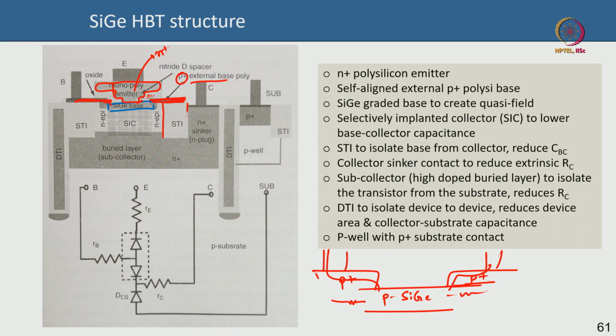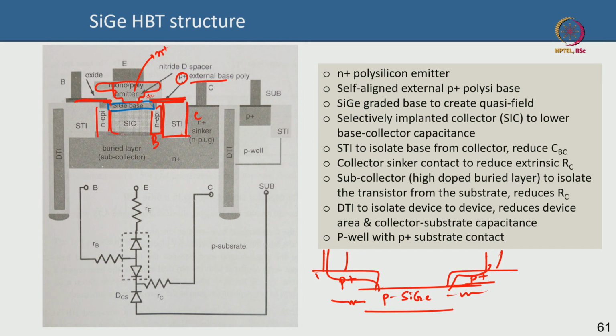STI stands for shallow trench isolation. It's basically to separate the base and the collector. Okay, this is the collector, this is the base, and it also helps reduce the base-collector junction capacitance because this is a thick shallow trench isolation that separates the base and the collector. So the junction capacitance is also lower. Okay, the collector is typically lightly doped. So this part is a lightly doped collector.